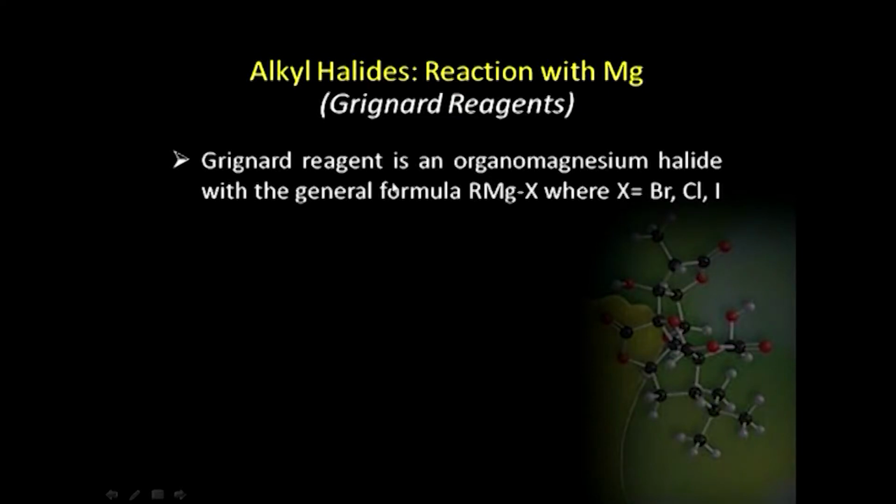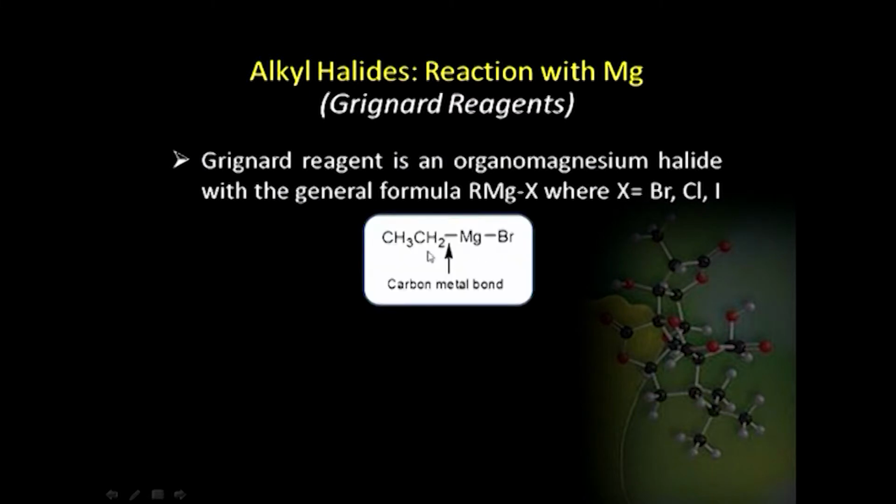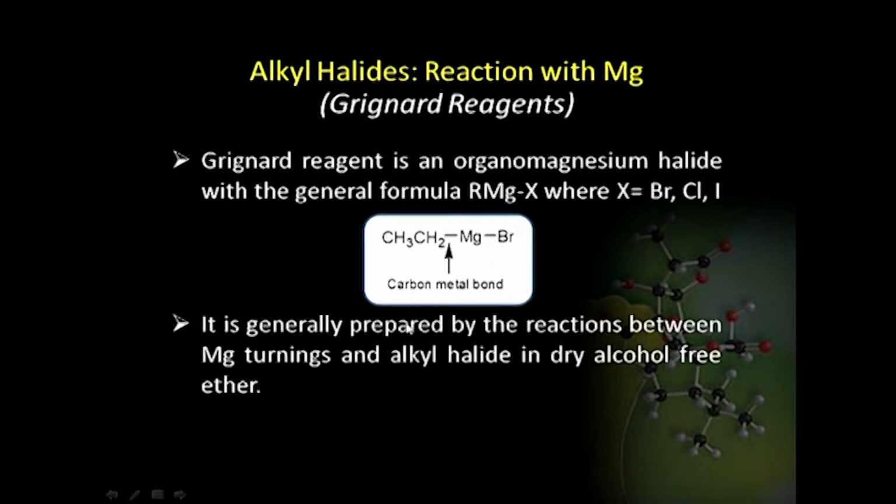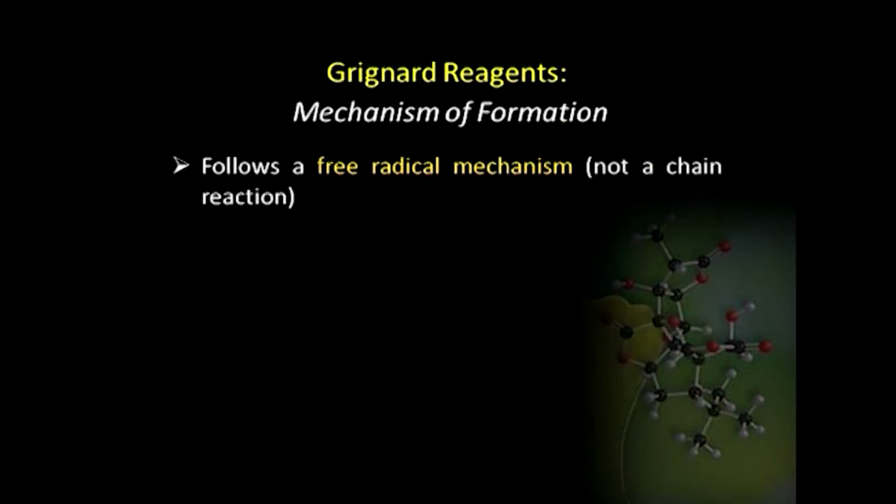Grignard reagent is an organomagnesium halide which has a general formula RMgX, where X can be bromide, chloride or iodide. Here it is the carbon-metal bond which is shown in the case of ethyl magnesium bromide. It is generally prepared by the reaction between magnesium turnings and alkyl halide in dry alcohol-free ether. The mechanism of formation of Grignard reagent follows a free radical mechanism which is not a chain reaction.